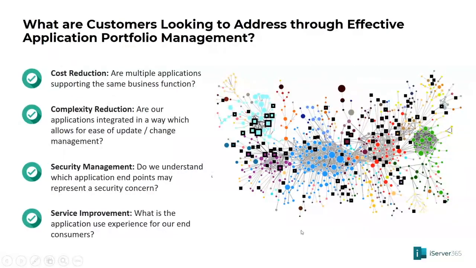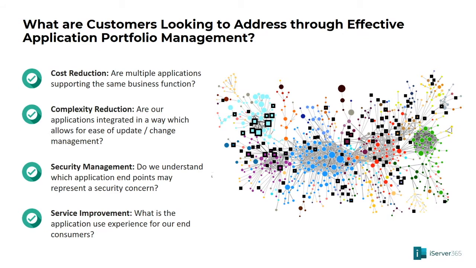So ultimately, the sorts of questions that we're answering link back to what we've just been talking about. So cost reduction. How do we identify which applications are duplicates within our environment? Which applications are supporting the same business function or business capability? Complexity reduction. So are we creating new applications in our landscape that are going to actually cause us problems in the future?